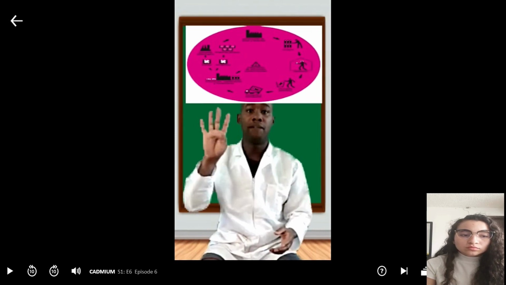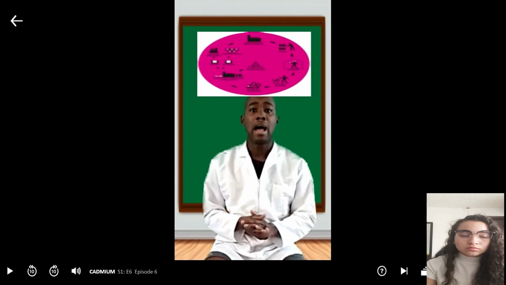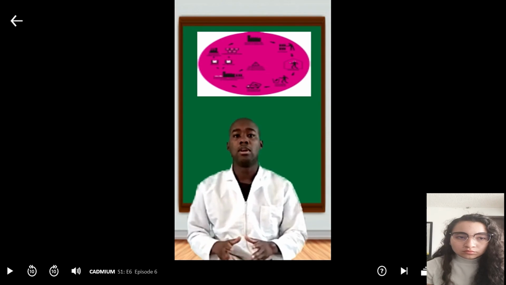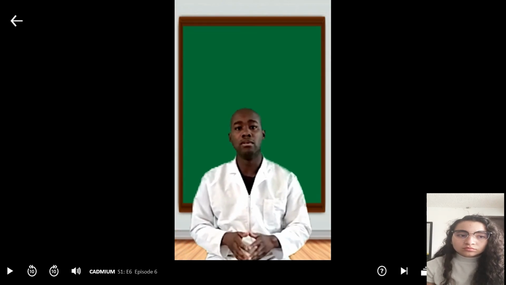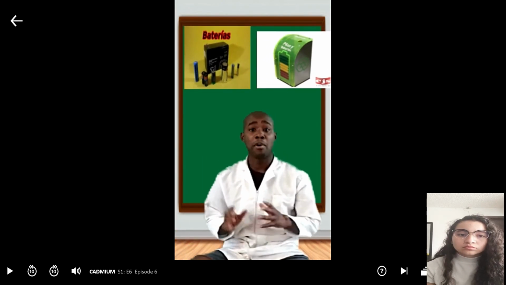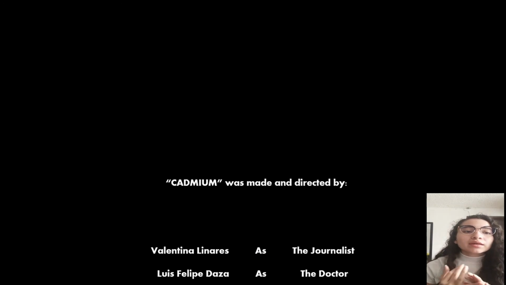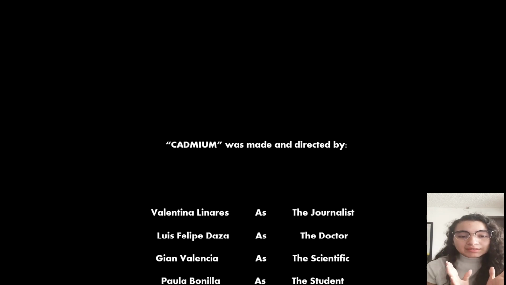Number 4. Have an appropriate disposal of products containing cadmium. Number 5. Have proper battery management. With the tips that the teacher gave us, we can avoid a lot of this toxic metal.